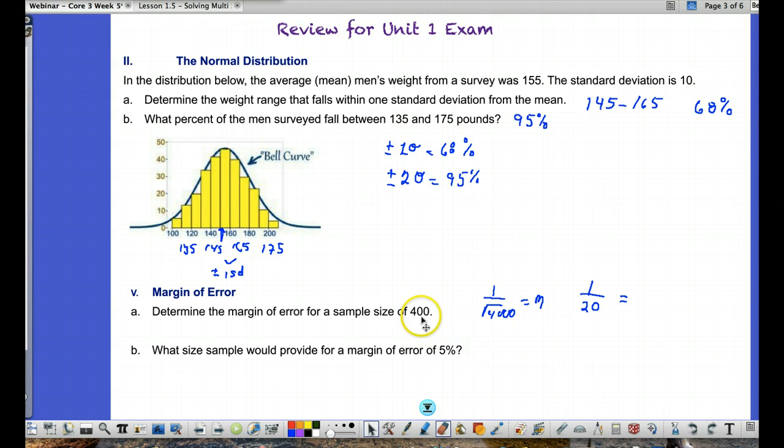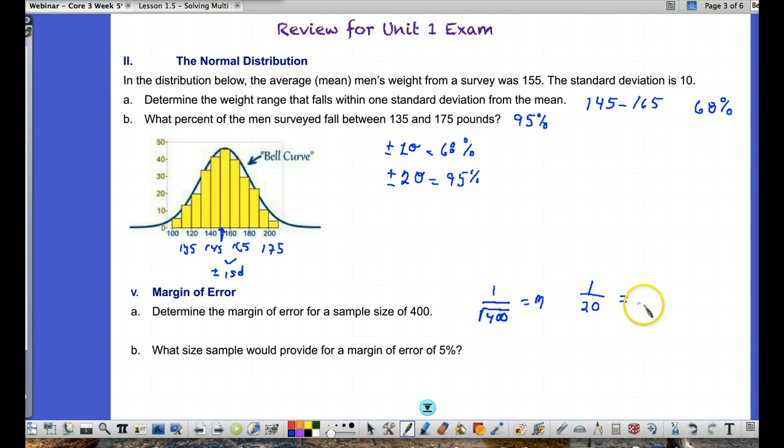Okay. So if we determine the margin of error for a sample size of 400, that makes the standard deviation come out better. Hang on. Good thing you're here. Okay, so the square root of 400 is just 20.